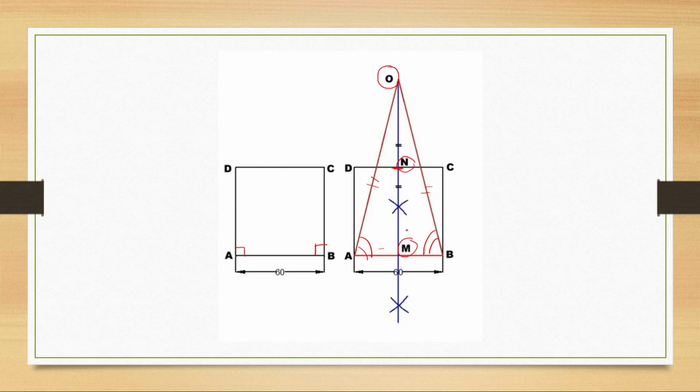So this is how you draw the isosceles triangle from the square for the equal area transformation using the graphical method. Let's go ahead and see one more question.